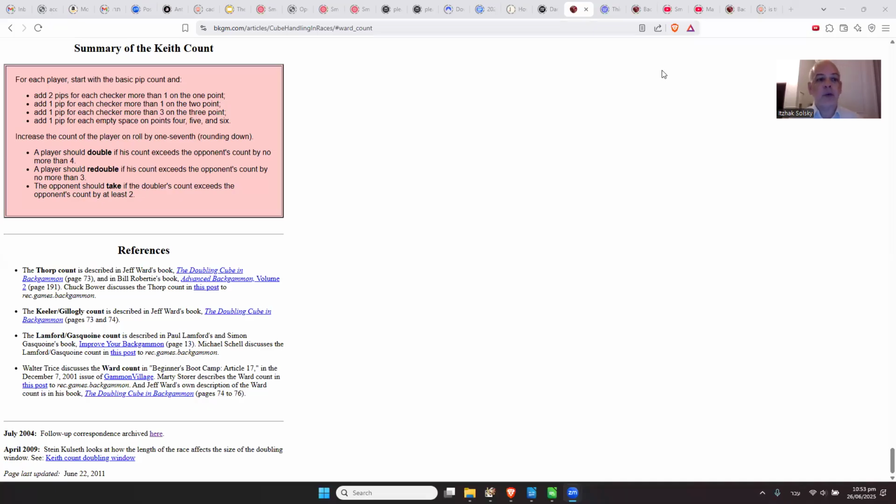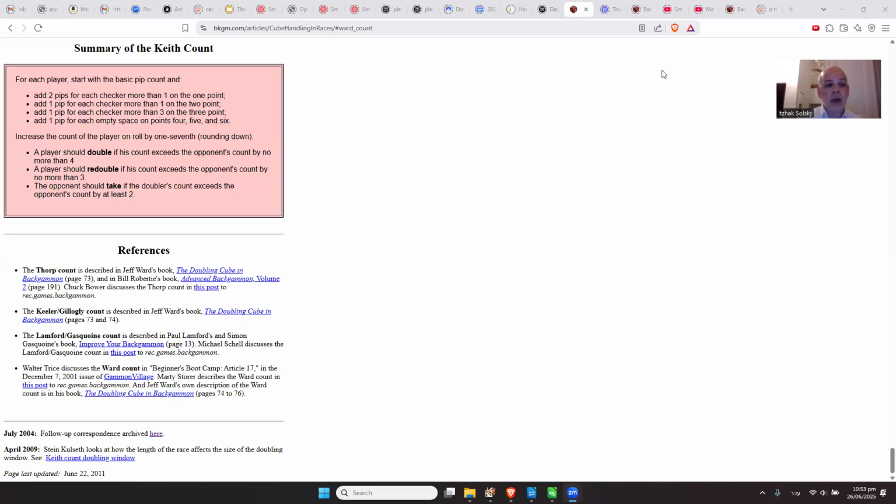So here we have the formula on the left side. When we have the positions, we're going to be adding pips for too many checkers on the 1, 2, and 3 points, for empty spaces on 4, 5, and 6 during pair off, not so much during the races, the contactless races and the pair in. And we are going to increase the count of the player on roll by a seventh.